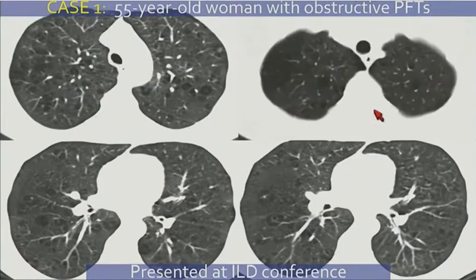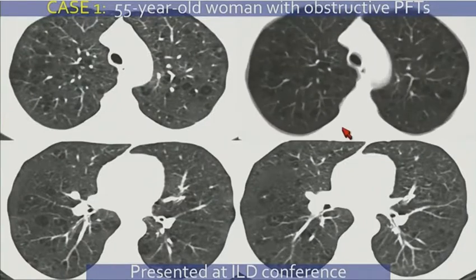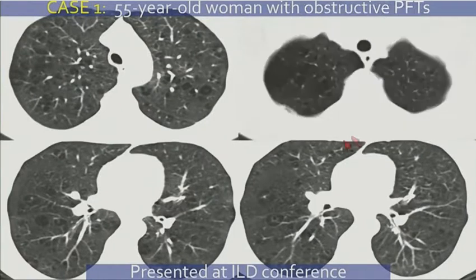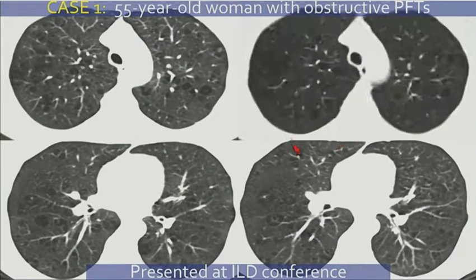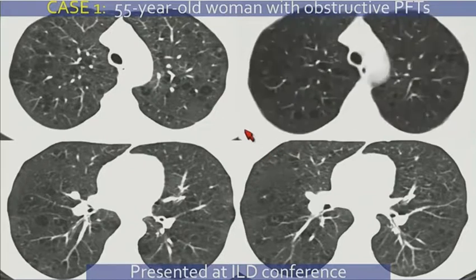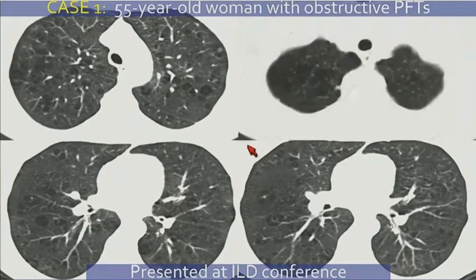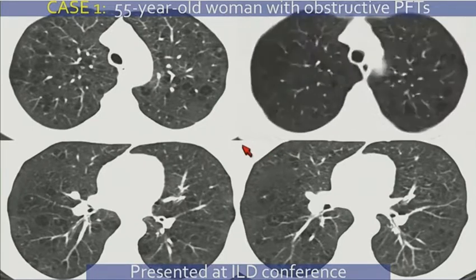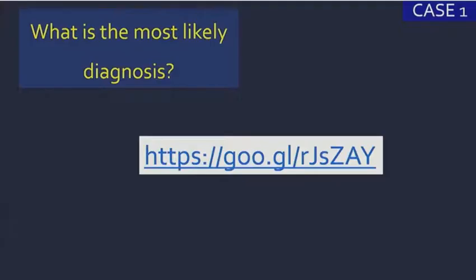The first case is a 55-year-old woman with obstructive PFTs. This was actually a confusing case to some people who looked at it, and it was presented at the ILD conference because a couple of the pulmonologists thought it was a debatable diagnosis. I'd like you to look at this for a second, and I'll bring up a question here. The question is, what is the most likely diagnosis here? Let's wait for the question to come up.